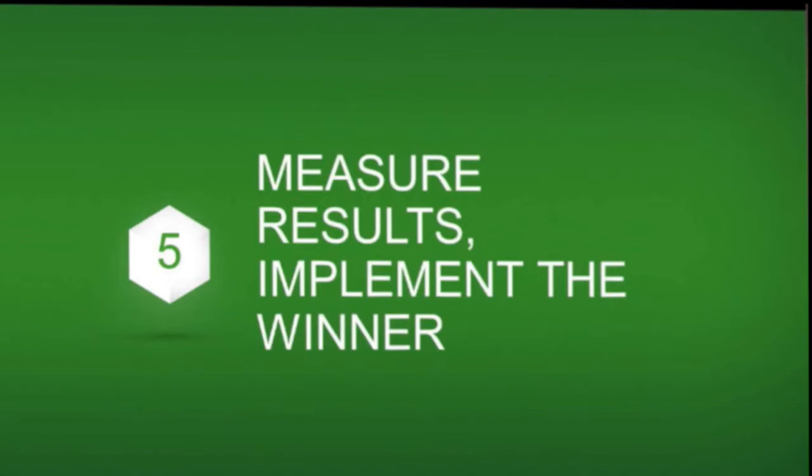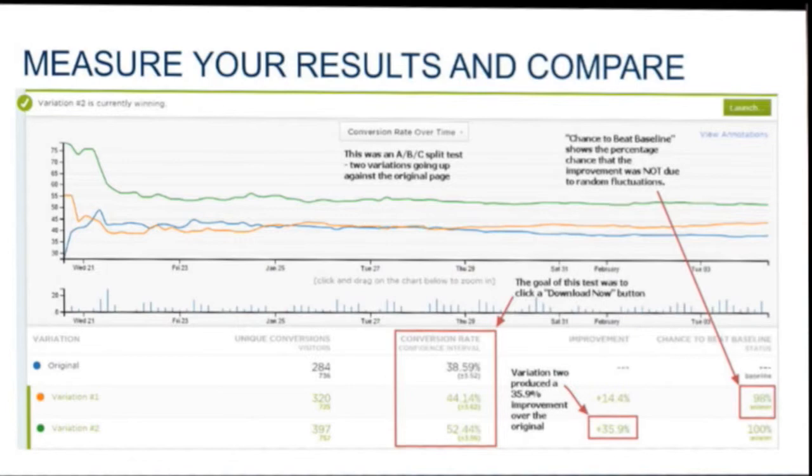So the last step is really to measure results and implement the winner. So here's an example of the Optimizely back-end statistical engine. You don't have to have a degree in math to use these platforms. All the statistical analysis is done for you, and the confidence levels are measured, chance to beat baseline, it's all measured. So you can see this is an actual test that I ran for a company, and in this particular test, it was a form conversion. So they wanted to get more people to complete the form.